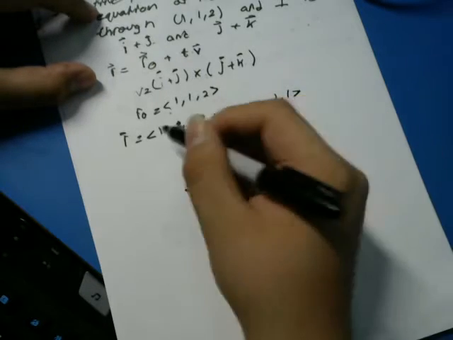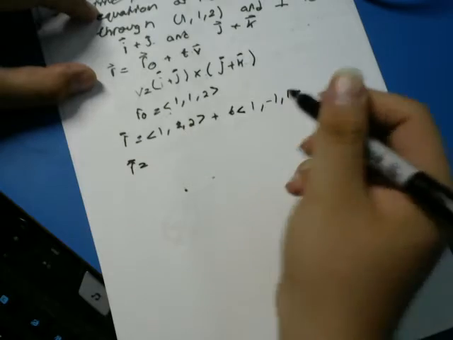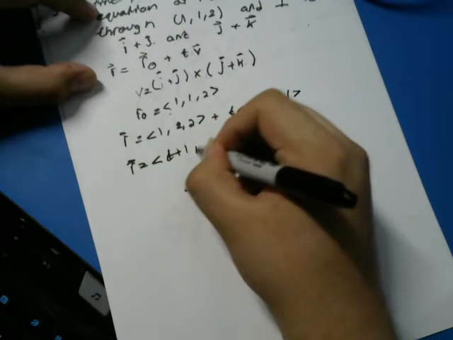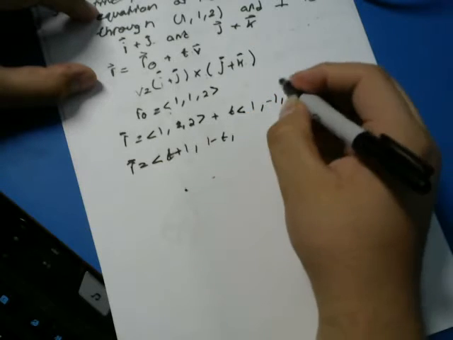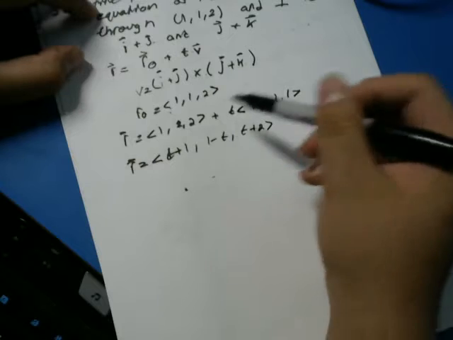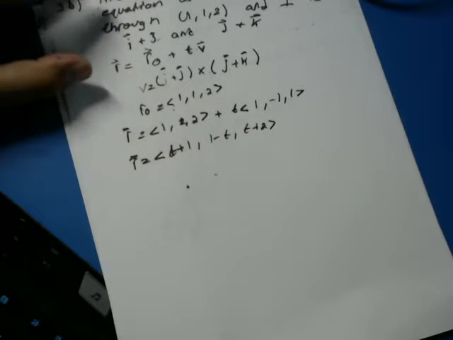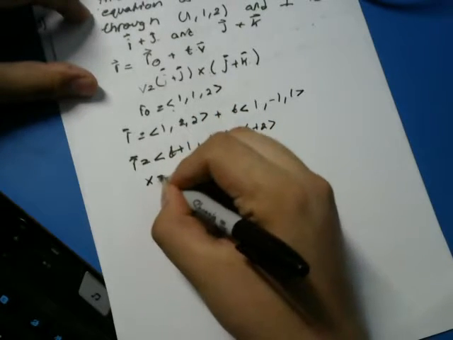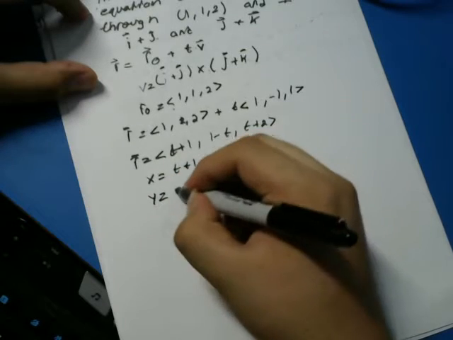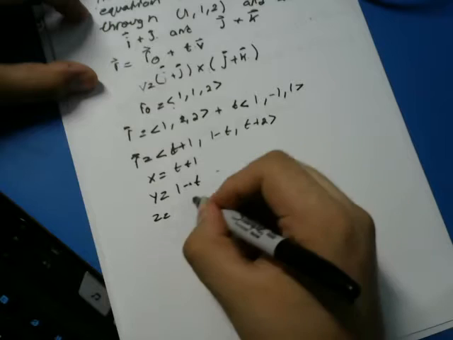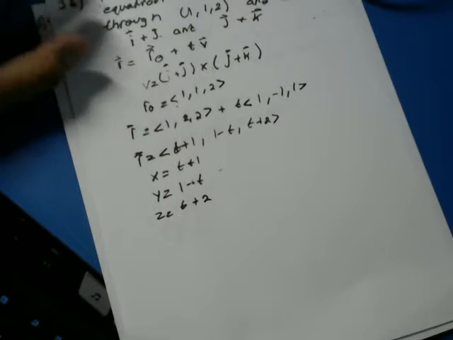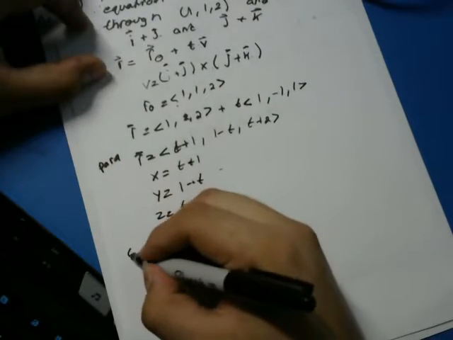Distributing the t into that and then adding, we get that the equation of the line r is equal to (t plus 1, 1 minus t, t plus 2). Again, this is just me distributing the t through and adding the components together to get this final r. But we want it in parametric form, so we set the components equal to their respective values. So x is equal to t plus 1, y is equal to 1 minus t, and z is equal to t plus 2. That would be our parametric form, and this is going to be symmetric.